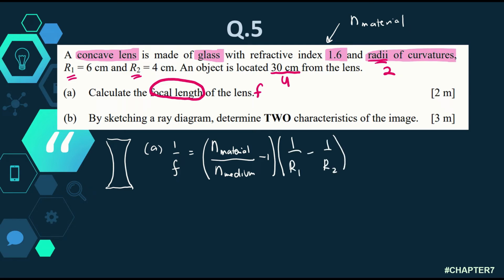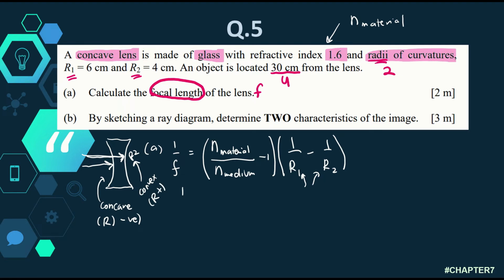The part that we need to be more careful about is the sign convention for both R1 and R2. Remember, let's say our light is coming from the left, so this is our R1. Your R1 here is seen concave, so its R is supposed to be negative. For the second surface, your R2, it is seen convex from the left, so your R is supposed to be positive.